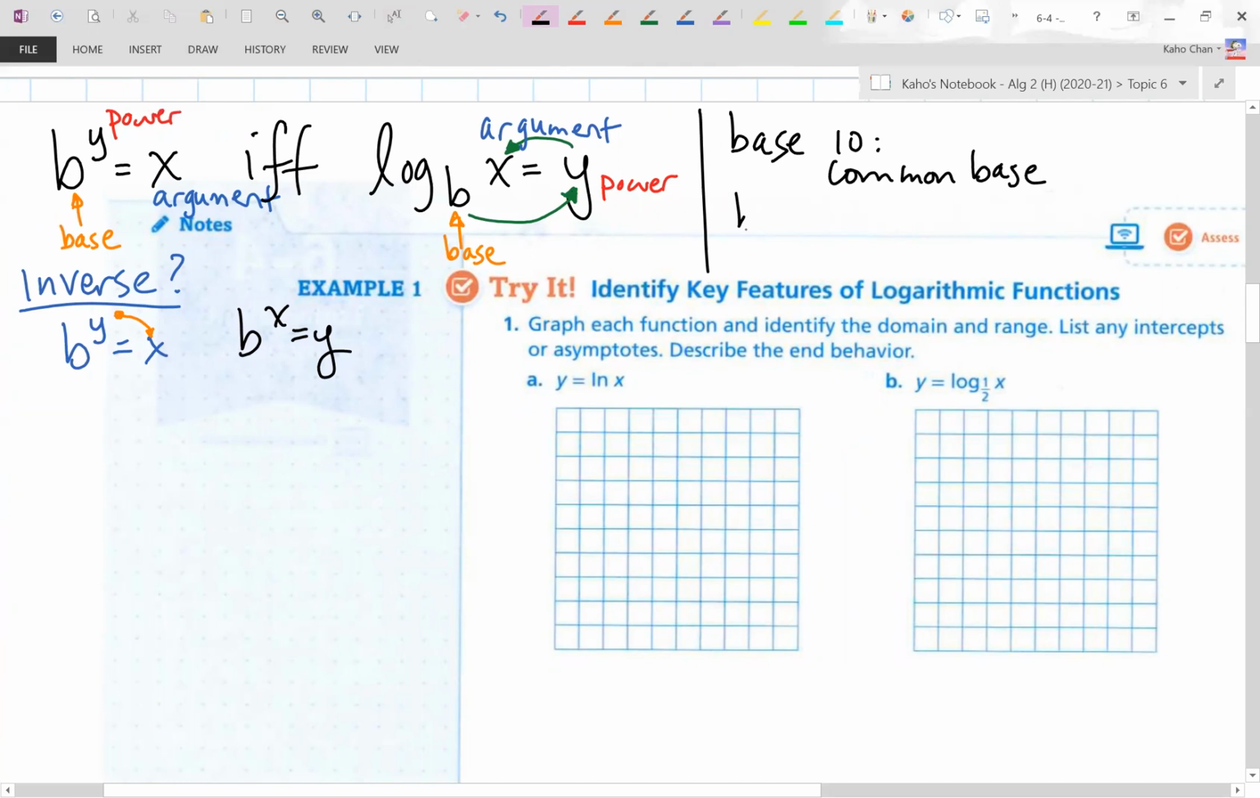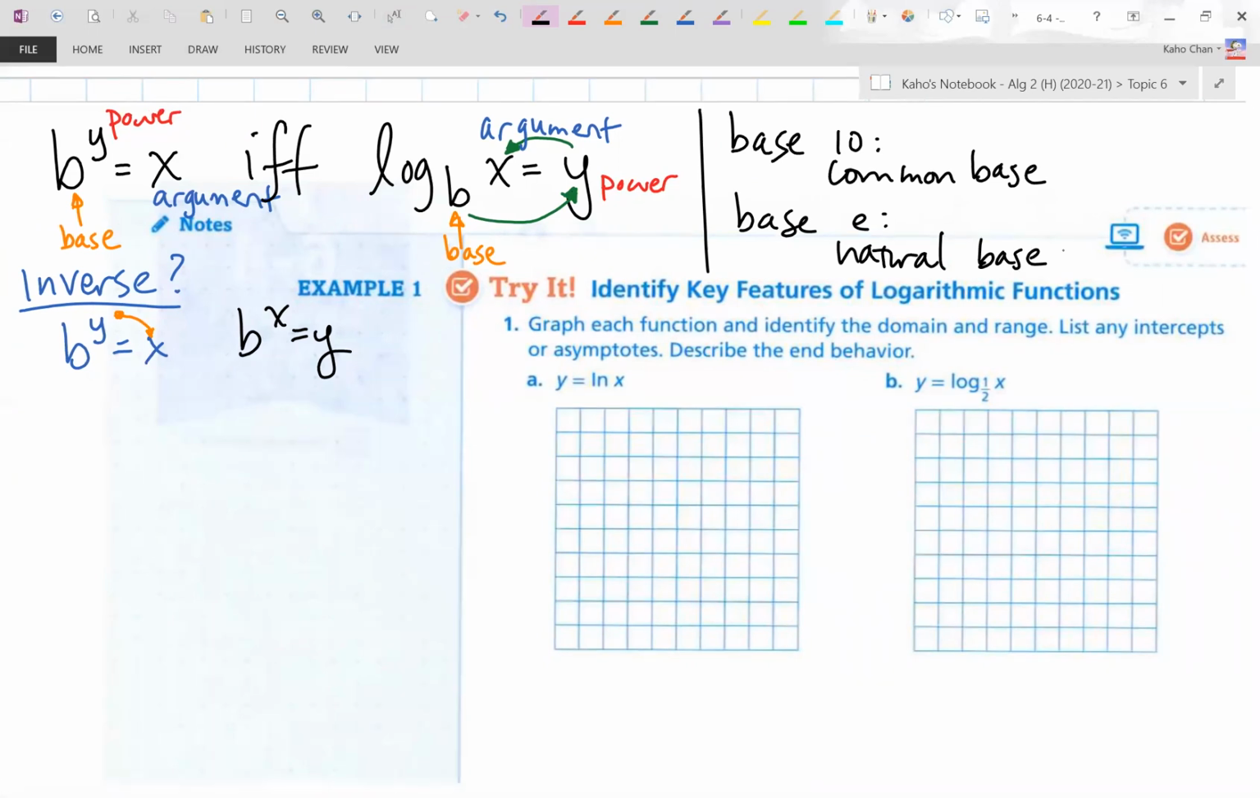And the other one, base e, is the natural base. These are built into our calculators or in graphing calculators, okay? But here's the weird thing. What if your base is not 10 or e? How do we graph that? That's the question. We have to utilize inverses to do that. It's kind of like a roundabout way of doing problems when it comes to technology.